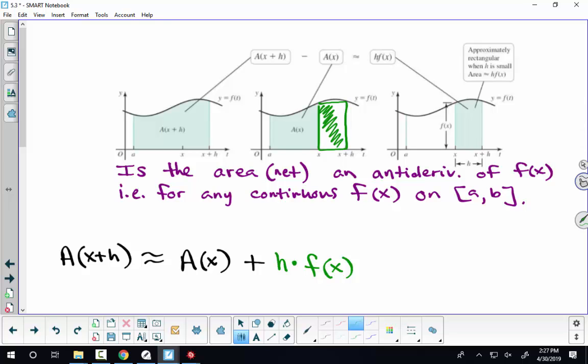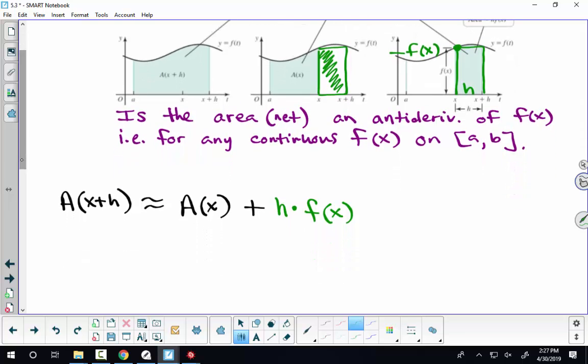Notice the base of this rectangle goes from x to x plus h, so the base length is just h. The height of that rectangle is determined by f of t evaluated at x. In other words, the height of that rectangle is just f of x. So if we take those two things together, we get this right here.